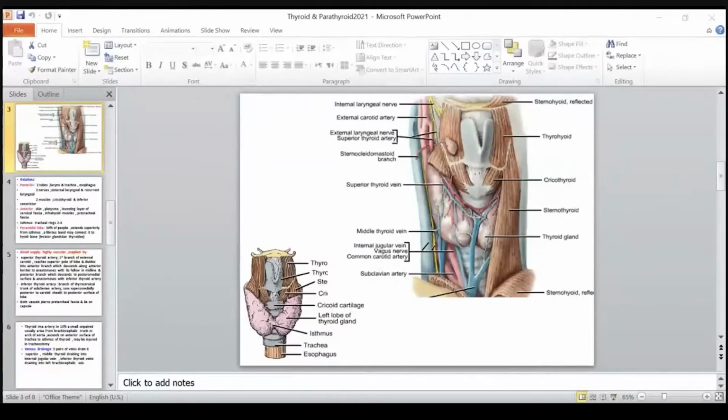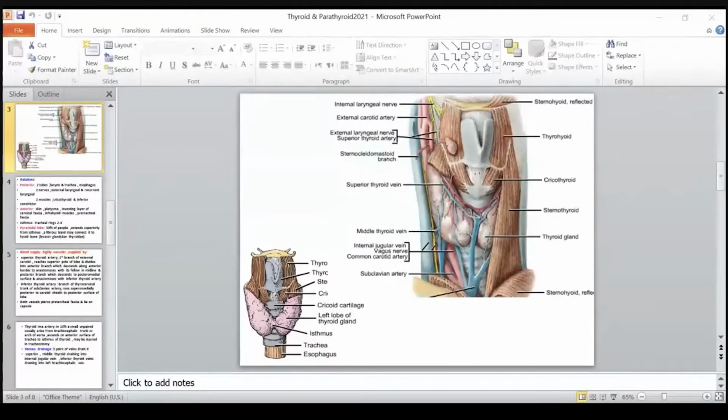Now we should ligate. In doing thyroidectomy, before you remove the thyroid gland, you should do ligation of this artery here, the superior thyroid artery. Sometimes you might ligate with it the external laryngeal nerve here, and this leads to paralysis of the cricothyroid muscle and loss of sensation in the larynx above the vocal cords.